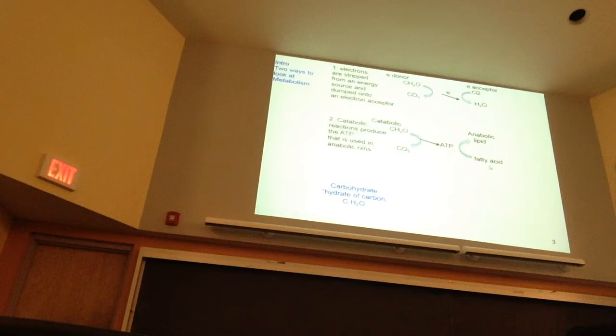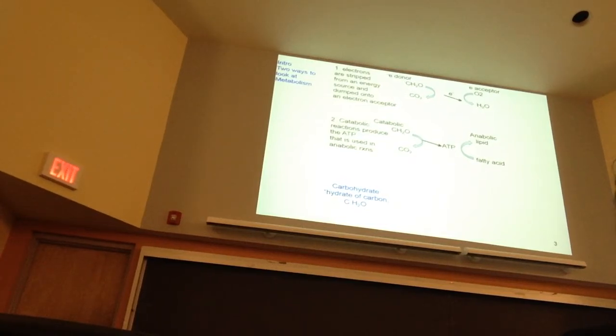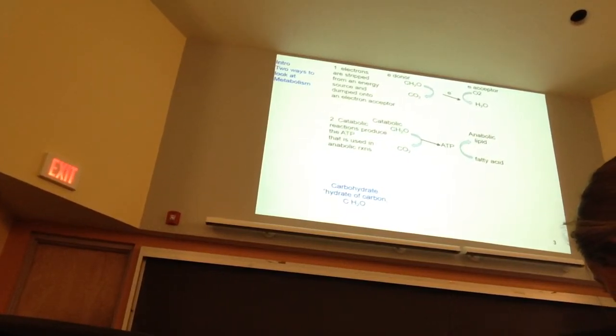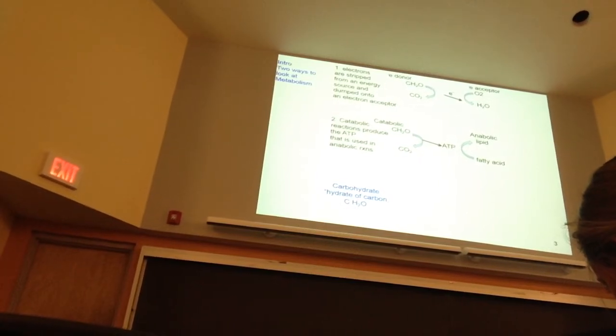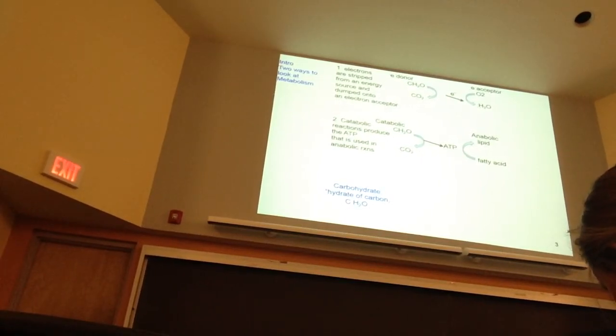And I've given you a typical anabolic reaction where you take fatty acids and synthesize them into lipids. And so those biosynthetic reactions require ATP that are provided by the catabolic reactions. And so right here, this little framework represents basically all of metabolism. The catabolic and anabolic reactions coupled together.